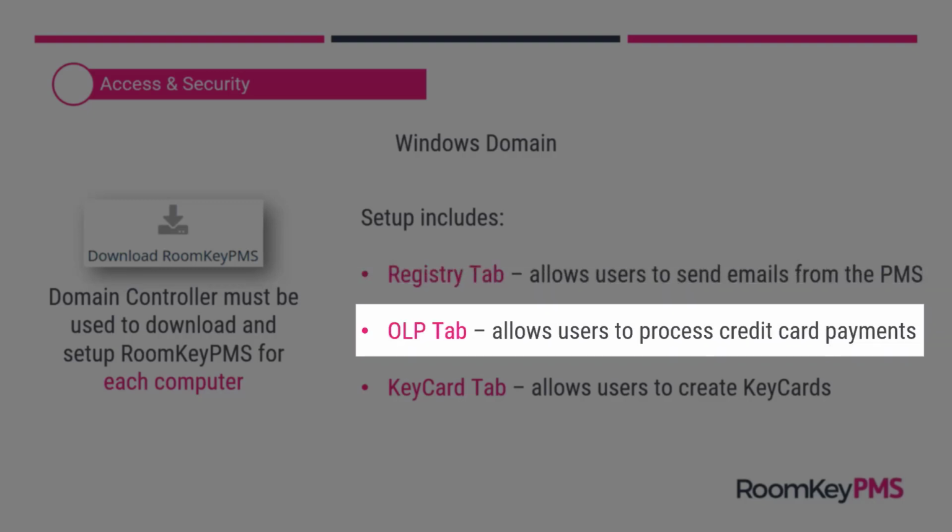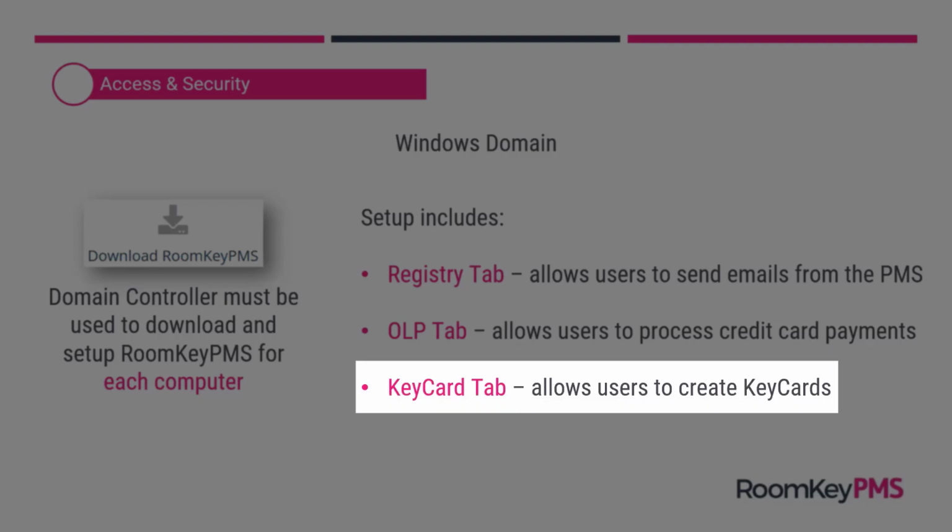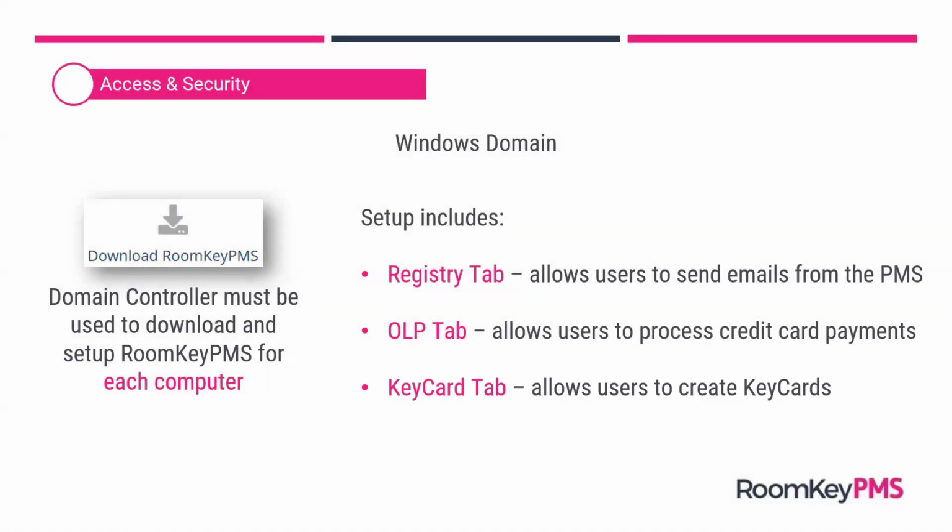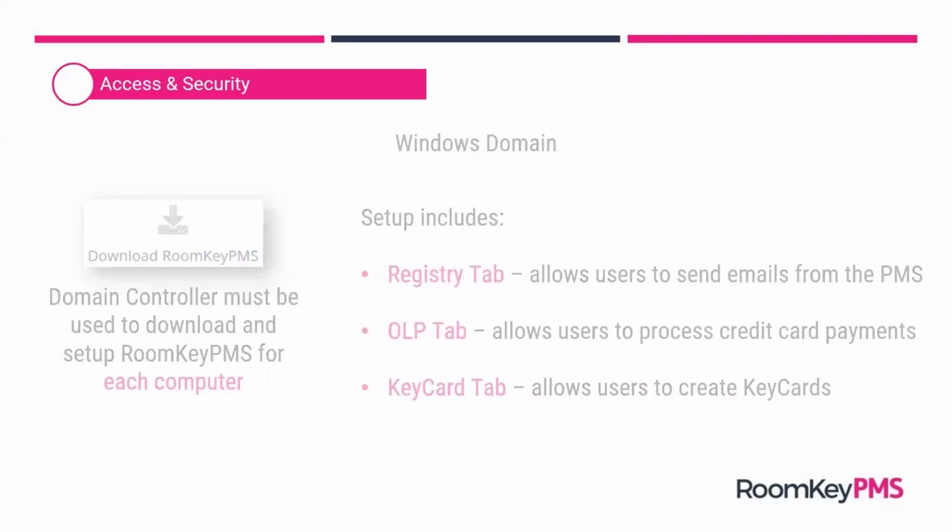Setup also includes setting up the OLP tab. If you have an integration with a credit card processor, third-party credit card processing, this OLP tab must be set up on each computer within the domain to allow users to process credit card payments using that credit card interface with RoomKey. And lastly, you also need to set up your keycard tab. If you have a keycard interface like Miwa or Dormakaba to create keycards at the front desk, that setup needs to be done at the domain controller level as well.